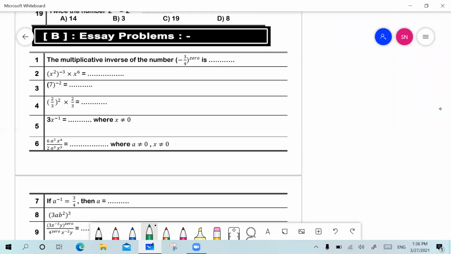Now we are going. Malak, stay with me. Do number 1: the multiplicative inverse of the number negative 3 over 4 to the power of 0.